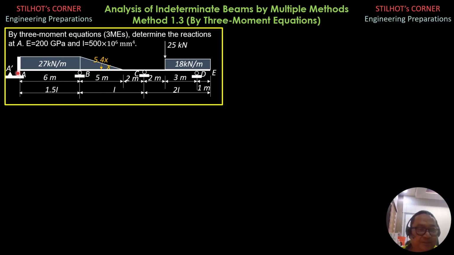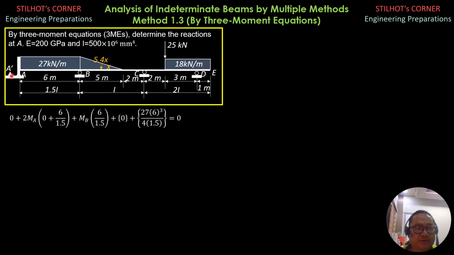So for the three moment equation, moment at A prime is 0 plus 2 times MA, quantity 0 plus 6 over 1.5, because the moment of inertia is 1.5, plus MB times 6 over 1.5, plus the value of 6 area 1A over I1 L1 is 0. There's no load between A prime and A. Then plus 6 area 2B over I2 L2. This is it. It's WL cube over 4EI.